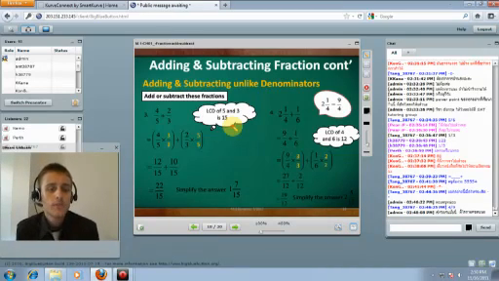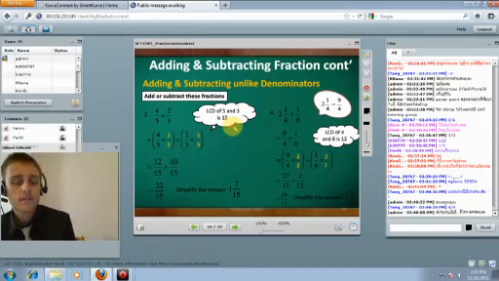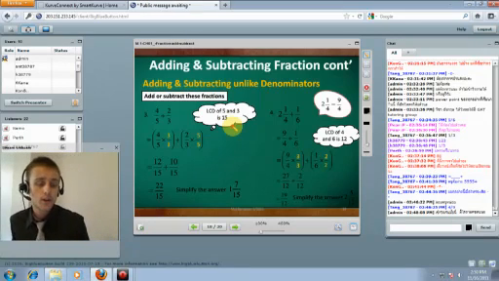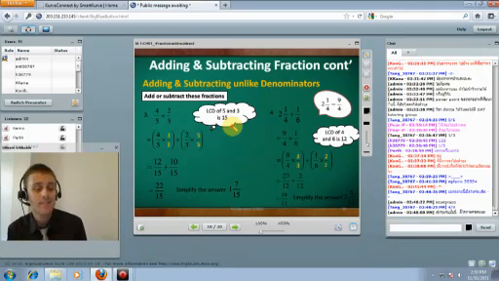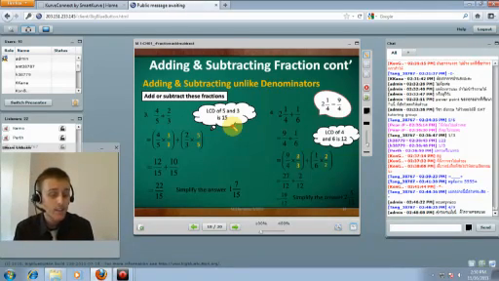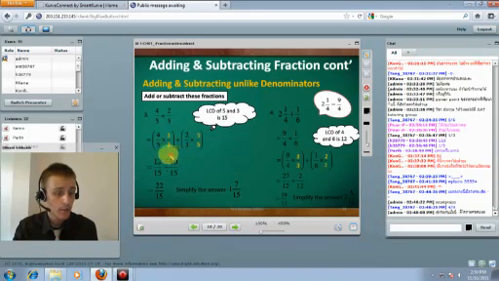Here we have more examples. 4/5 plus 2/3. We need to find the least common denominator of 5 and 3. Again, it's 15. We just did it on the last one. 4 over 5 times 3 for the numerator and 3 for the denominator gives us 12 over 15. 2 over 3, multiply 5 by the numerator and 5 by the denominator, gives us 10 over 15.